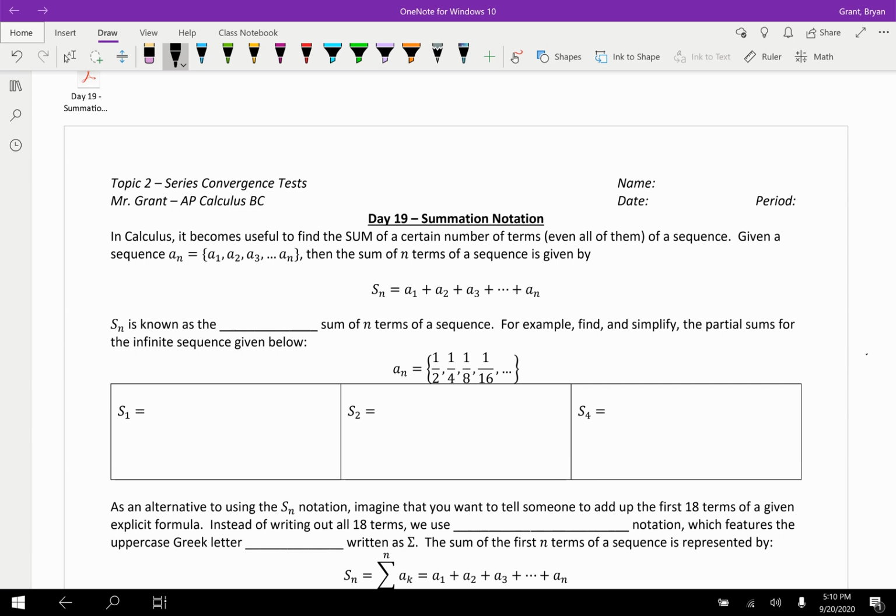Welcome back to AP Calculus BC. We're in the midst of our series convergence tests, and we're actually almost at the spot where we can talk about what a series is, but we have a few more things to do. So here we go.